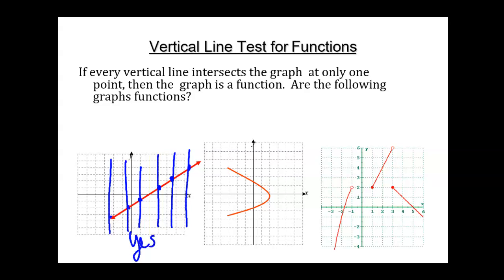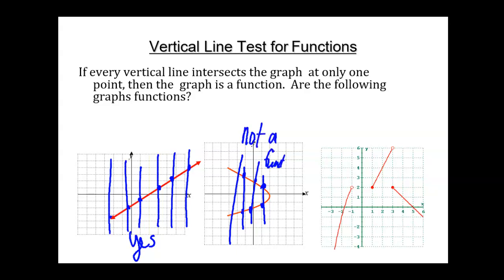But look at the second one. On the second one, if I draw a vertical line pretty much anywhere, sorry, those aren't very vertical lines. Vertical lines are straight up and down. If it intersects more than once, so these ones are all hitting it twice. And because of this, this one is not a function.